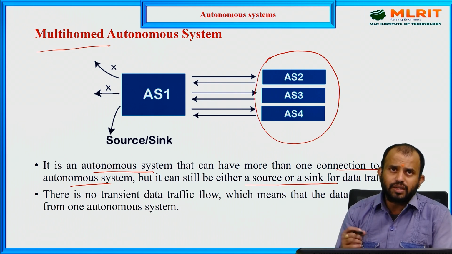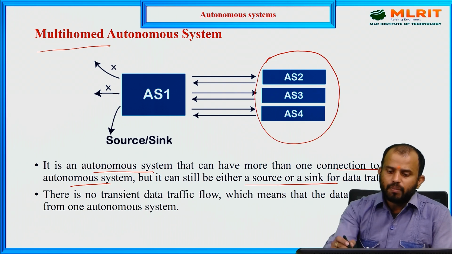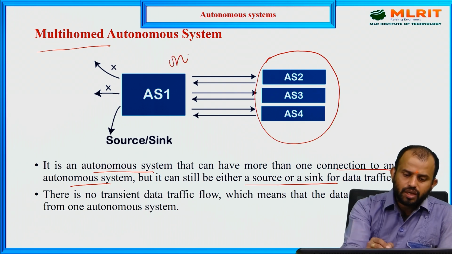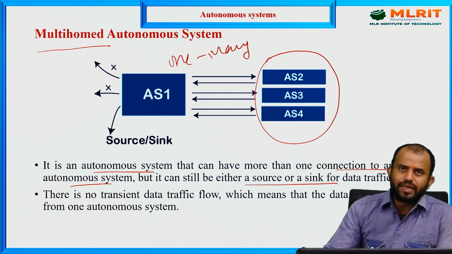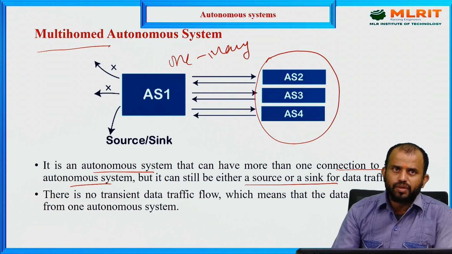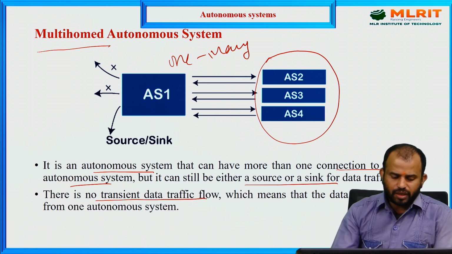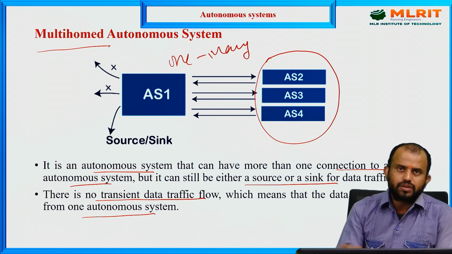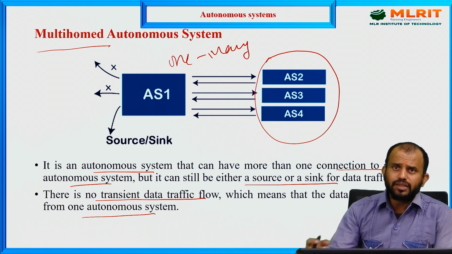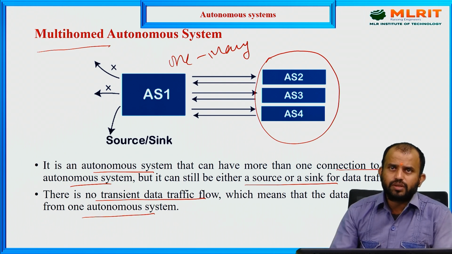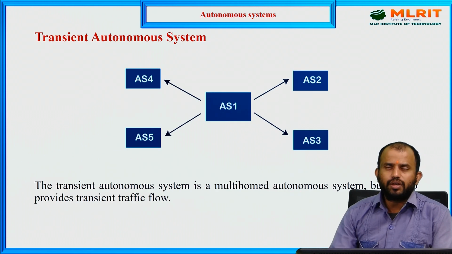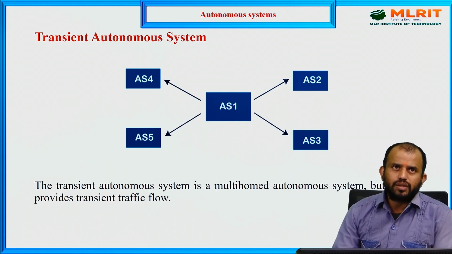So having a single source but giving multiple connections, we call it a one-to-many connection system established in this multi-homed system. So here there is no transit data traffic flow, which means data can be passed from one autonomous system, that we call a multi-homed autonomous system. And similarly the other system we call a transit autonomous system. In most real applications we choose a transit autonomous system.